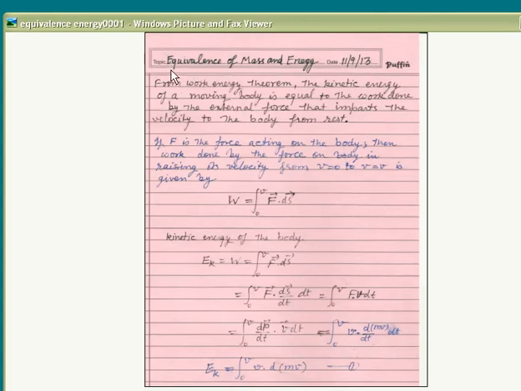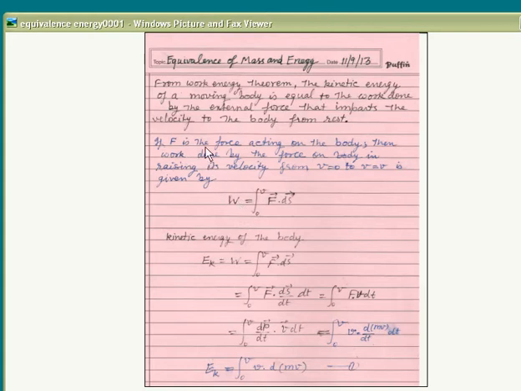The topic of discussion is the equivalence of mass and energy. We know from the work-energy theorem that the kinetic energy of a moving body is equal to the work done by the external force that imparts the velocity to the body from rest.